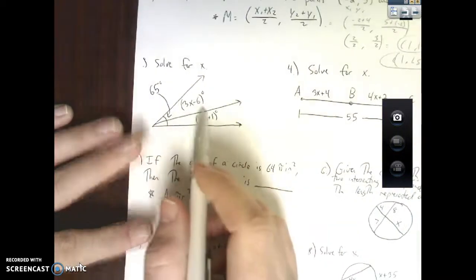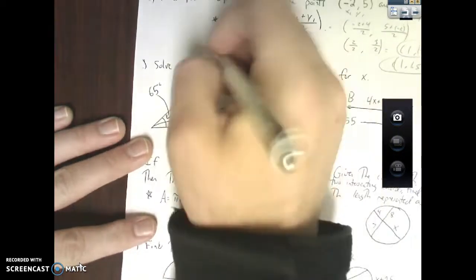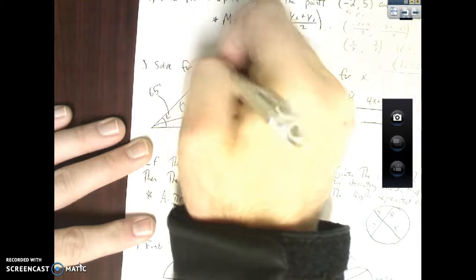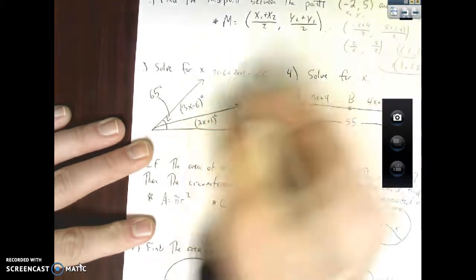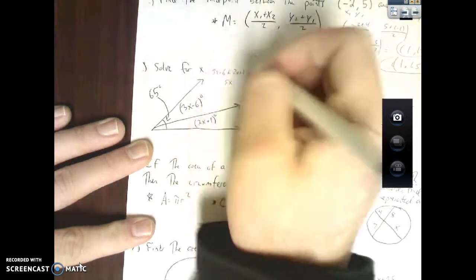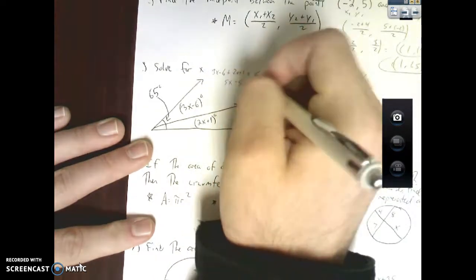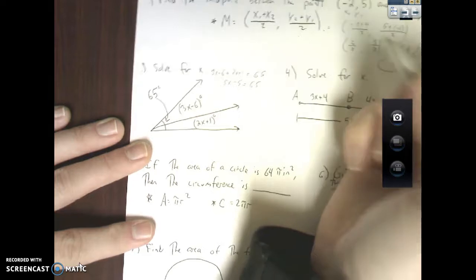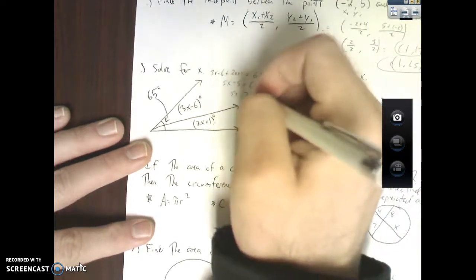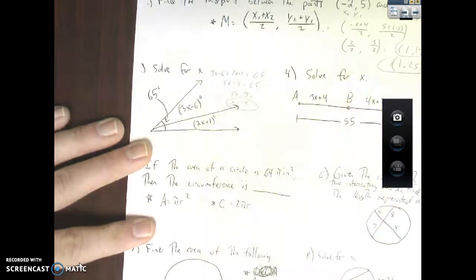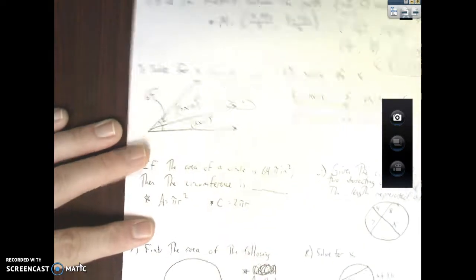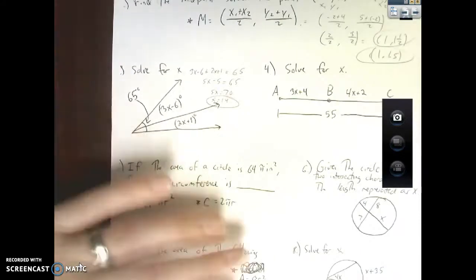Number 3, solve for x. This is an angle addition postulate, the two small things after the big thing. So 3x minus 6 plus 2x plus 1 equals 65. 3x and 2x is 5x. -6 plus 1 is -5. I can add 5 over. Divide. Get 14. Okay, if you plug it back in, you'll get your answer as well, but if it just tells you to solve for x, you're good.